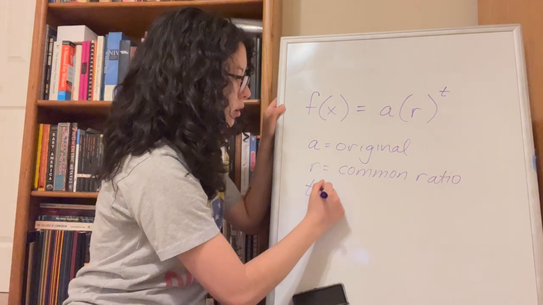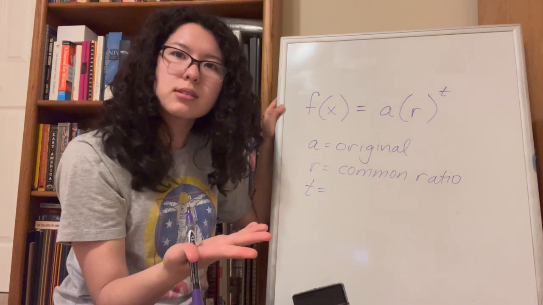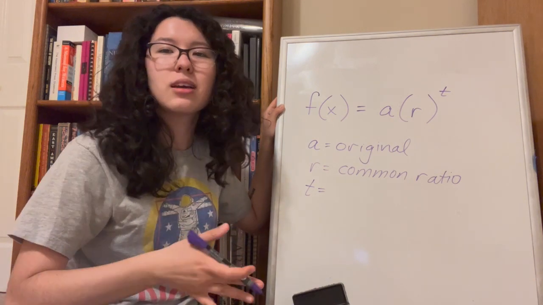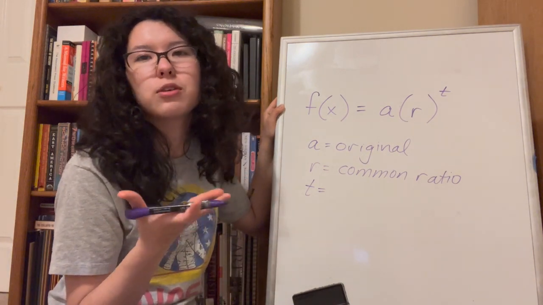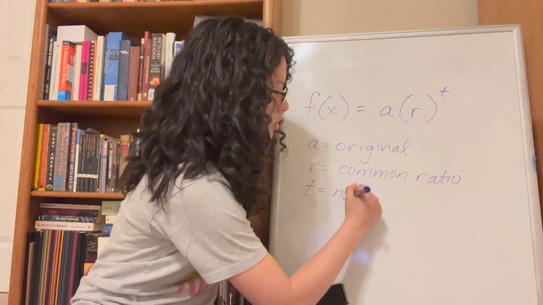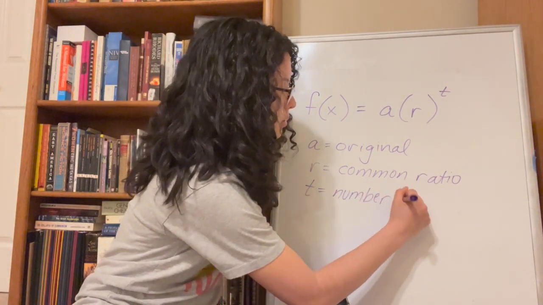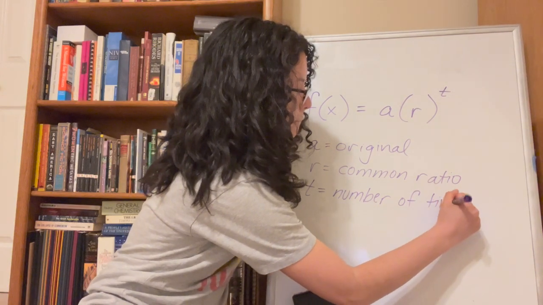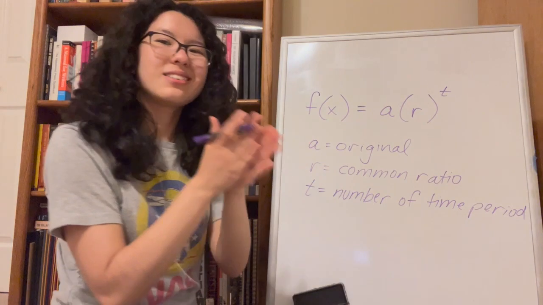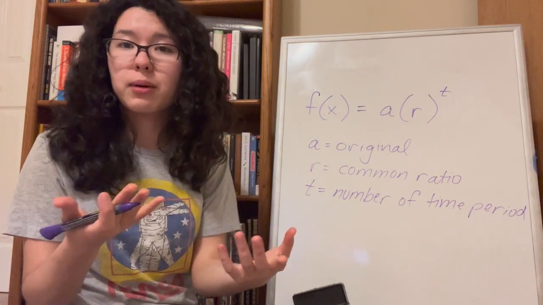t is the number of time periods that have passed, usually the number of years. We're going to see years most often, sometimes days. However, the problem is defining the time period. So I'm going to just write, in general, it's the number of time periods. That's because in every time period, or in every step we take, we multiply by the common ratio.